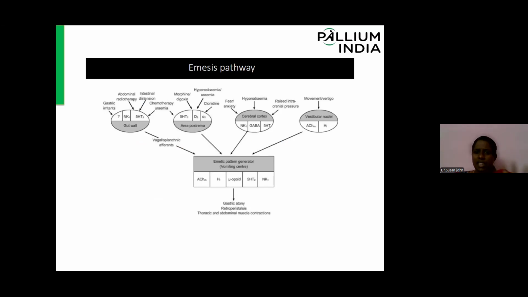So this is the nutshell. We have four areas: the gut wall, area postrema, cerebral cortex, and vestibular nuclei. There are different receptors seen in each area, and there are things which can stimulate each of these receptors, and that will send signals to the vomiting center. And that will again result in vomiting. So this is a nutshell of our last few slides.